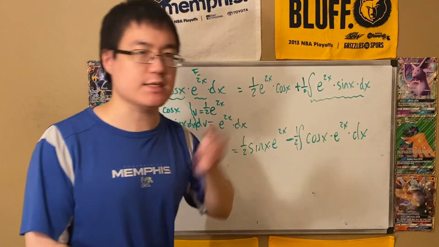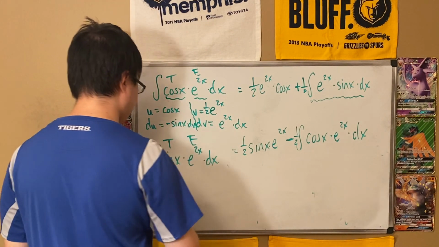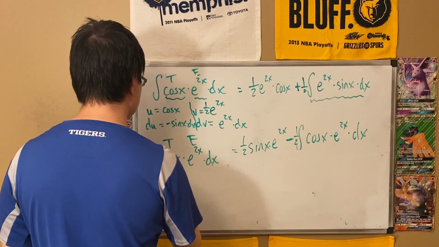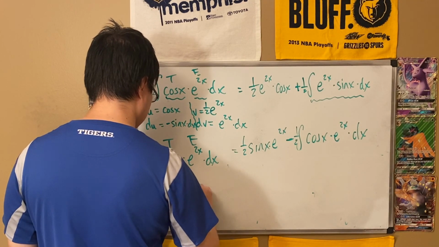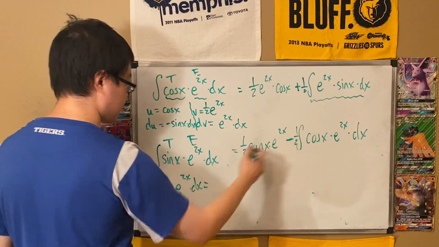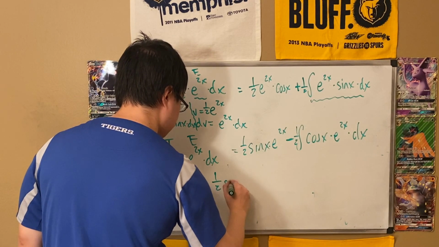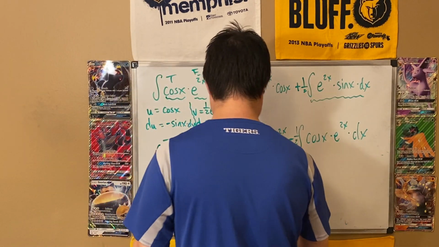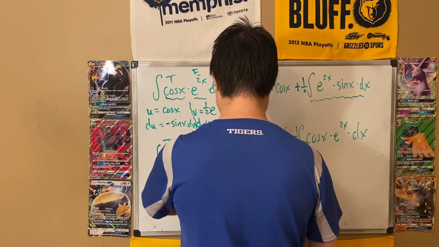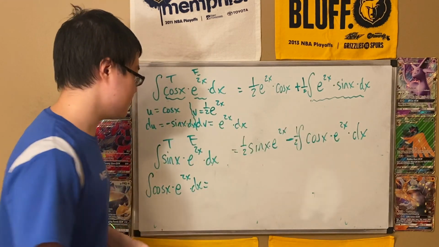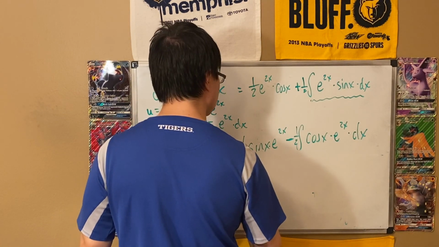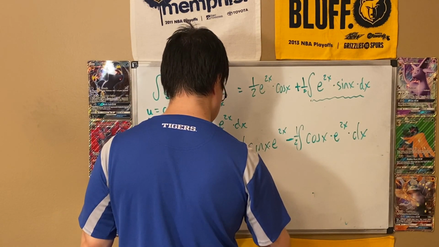How fun of a process is this really? So we're going to take this right here. This is the original integral of cosine of x times e to the 2x times dx. Then we're going to write 1/2 sine of x. Now we have enough space. I'm writing the wrong thing though, because this integral is originally this. So let's write e to the 2x times cosine of x.